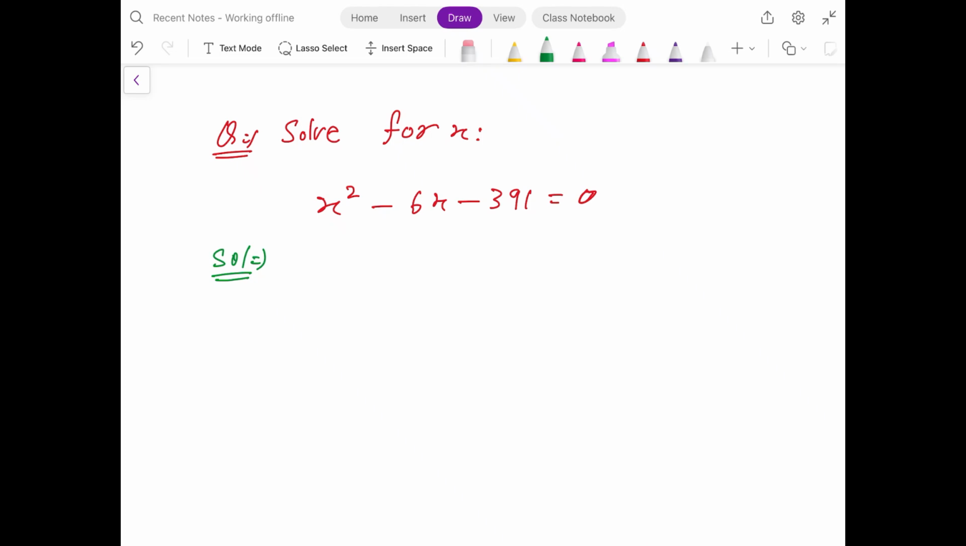Welcome everyone. In today's video, we are going to learn how we can use a short trick or a better method in order to find the solution of a quadratic. Traditionally, if we have a quadratic and we need to find its solution, we normally use either the factorization method, the middle term splitting method, or the quadratic formula.